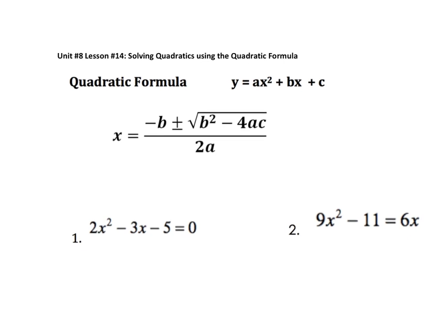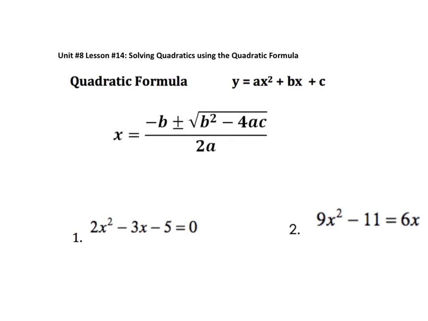So the quadratic formula is negative b plus or minus the square root of b squared minus 4ac all over 2a. You need to make sure that you remember it is a plus or a minus, and that your equation must be equal to 0 or y equals. You can't have any numbers on the right-hand side.